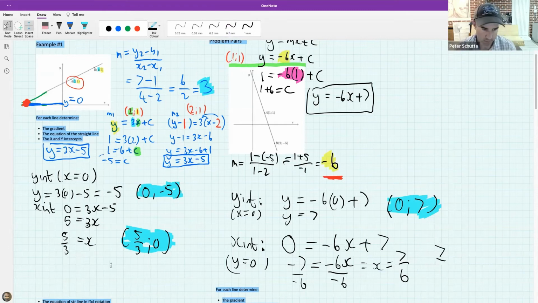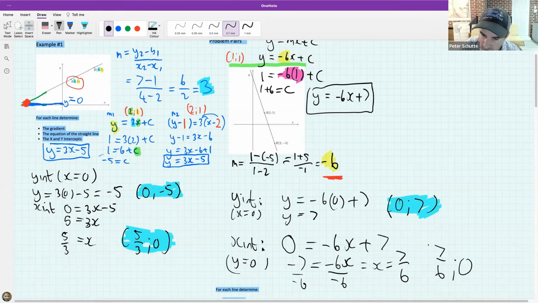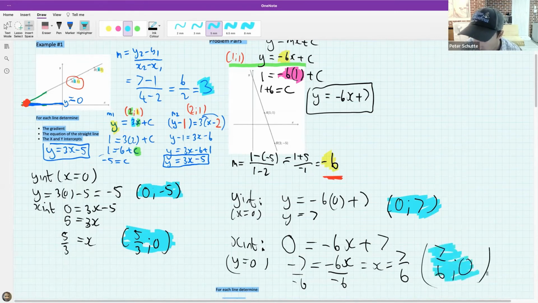Well done. I just wanted to test that you knew where the zeros go, because sometimes students forget for the x-intercept and the y-intercept where the zeros have to go. Yeah. So you had another question?